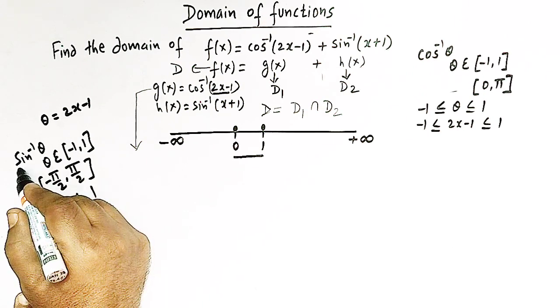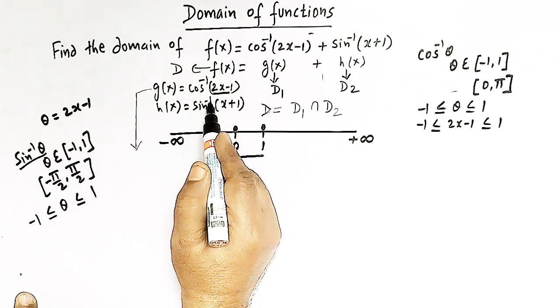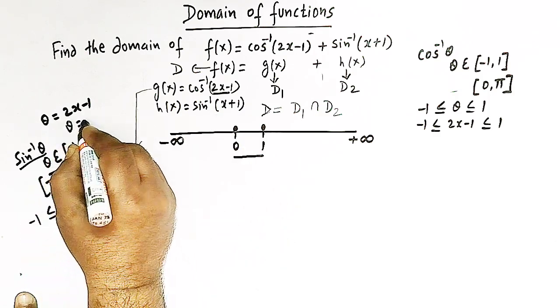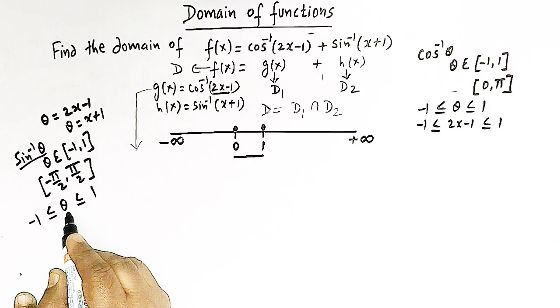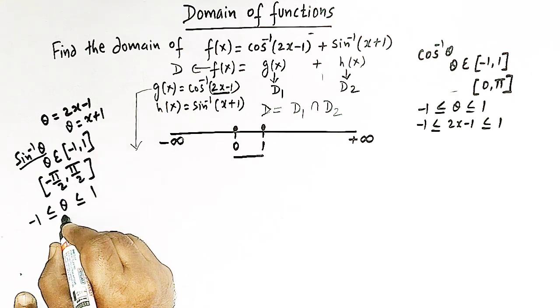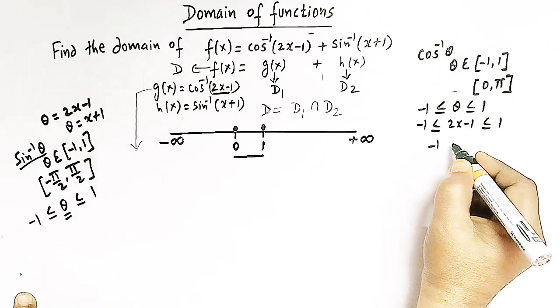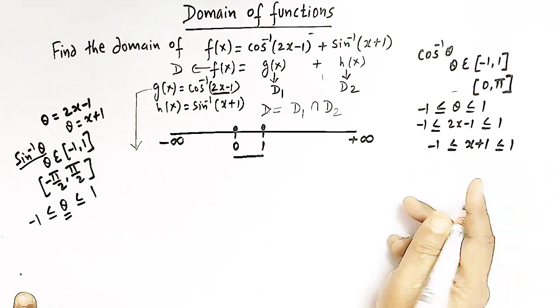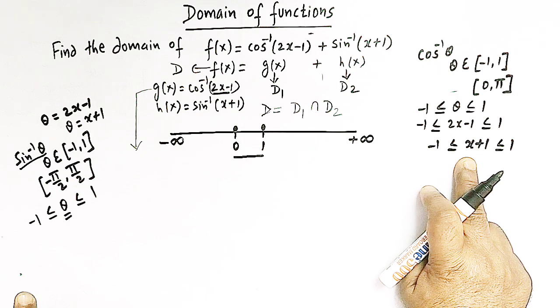Now if we compare sine inverse theta with sine inverse of x plus 1, in this case theta is given by x plus 1. So substituting theta equal to x plus 1 in this inequality, we have minus 1 less than or equal to x plus 1 less than or equal to 1. So let us now solve this inequality.